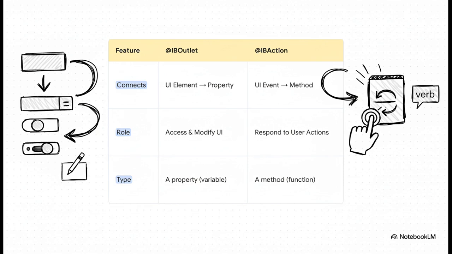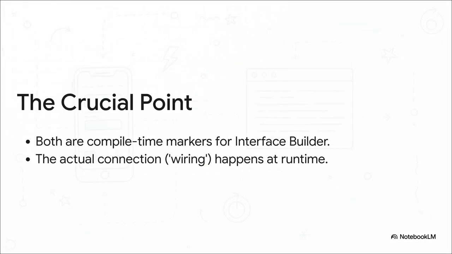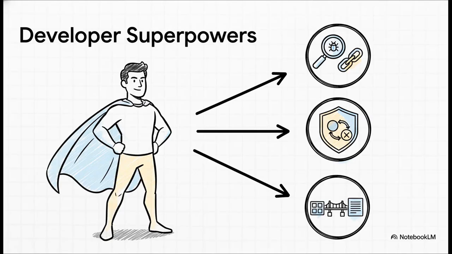It's something that happens. So look, if you take away just one single thing from this, let it be this. Both @IBOutlet and @IBAction are just markers. They're little signals you leave in your code for Interface Builder to see. The actual connection, the wiring that makes it all work, that doesn't happen when you build your app. It happens at runtime, at the exact moment that screen is loaded into memory. And knowing this isn't just for fun, it gives you real-world developer superpowers. Seriously, when your app crashes because an outlet is nil, you'll immediately know, it's a runtime wiring problem. You'll truly understand why that weak keyword is so critical for avoiding memory leaks.